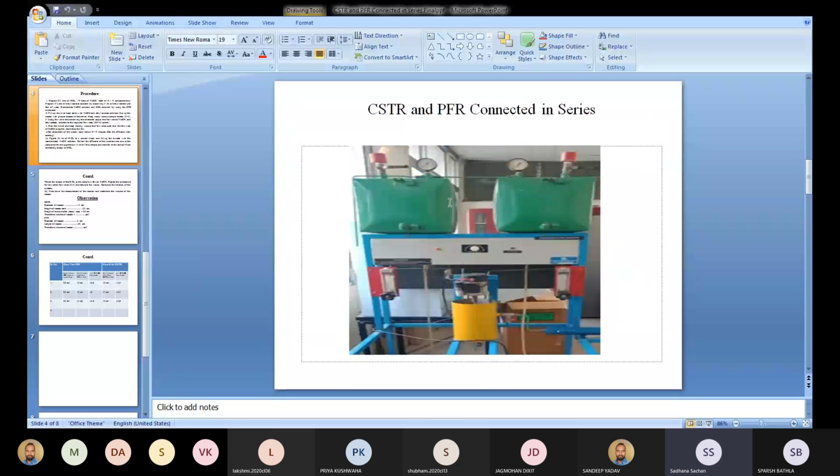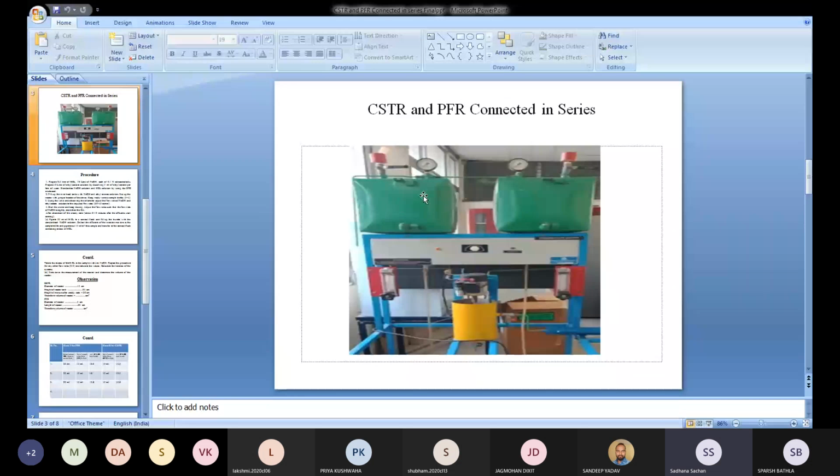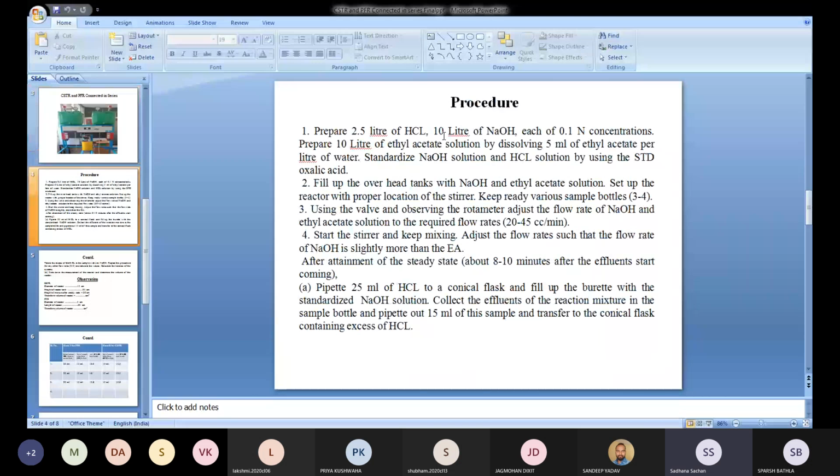The quantity is not fixed, it can be 10 liters, or whatever you require, 8 liters, 5 liters. Here we are taking 10 liters because of the large tanks, to perform all the readings. But this is not fixed, because the main thing is the normality. So we fill this in the overhead tank using the valve and observing the rotameter, and adjust the flow rate with the help of the rotameter here.